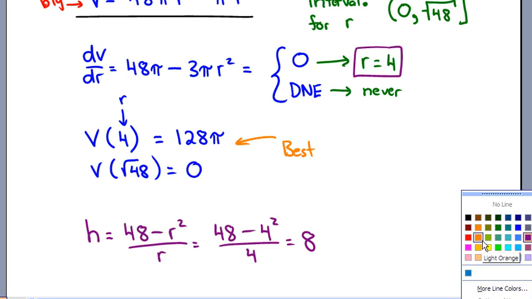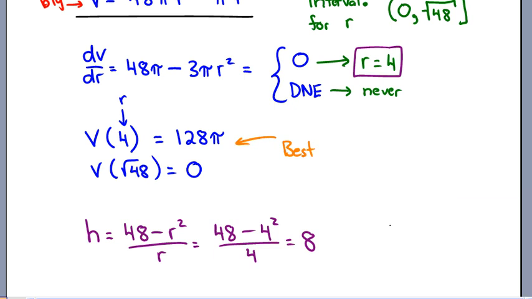So here are your best dimensions. If you want to get a lot of tuna in the can, let the R be 4 centimeters and let the H be 8 centimeters. That's the best you can do.